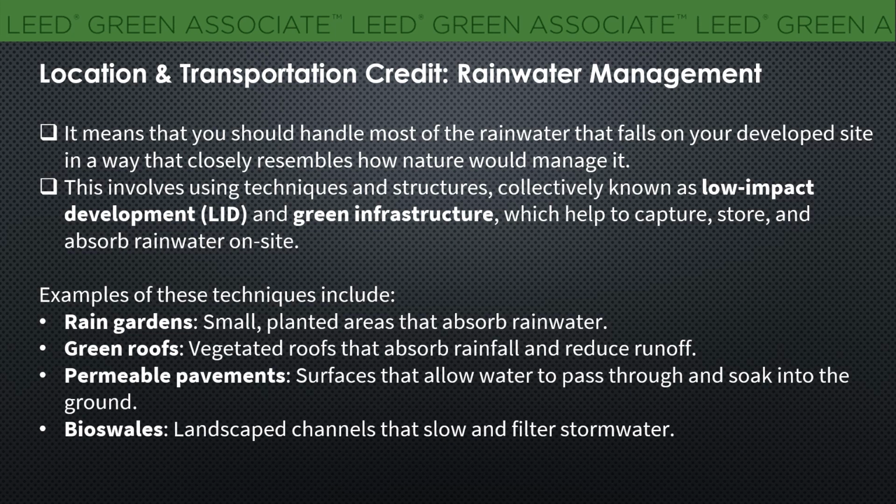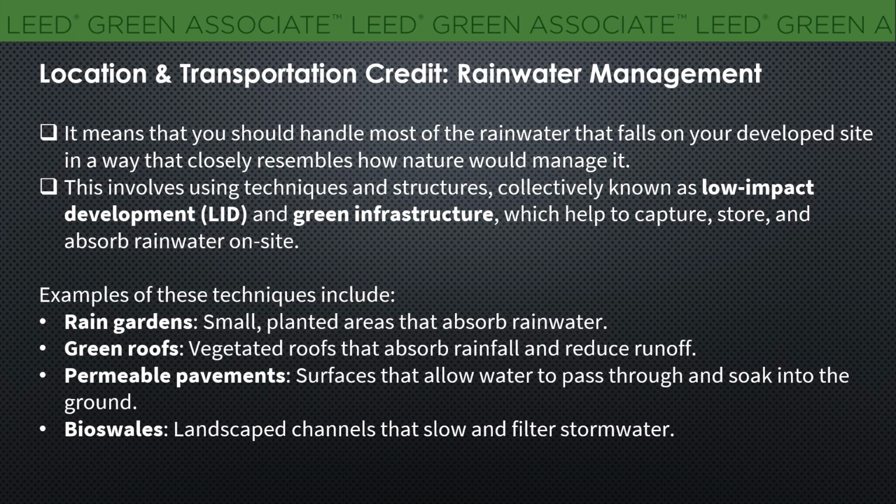Some examples of green infrastructure or low impact development are listed below. They are rain gardens. Rain gardens are small planted areas that absorb rainwater. Green roofs are a very good example of green infrastructure which can be provided in urban areas, and even in rural areas it works. They are vegetated roofs that absorb rainfall and reduce the runoff.